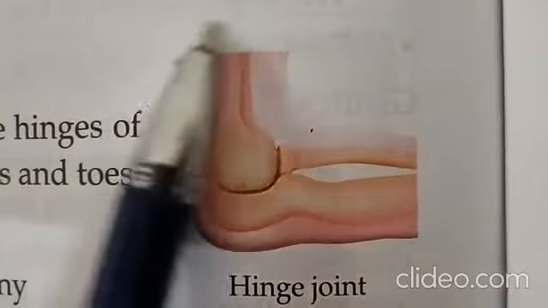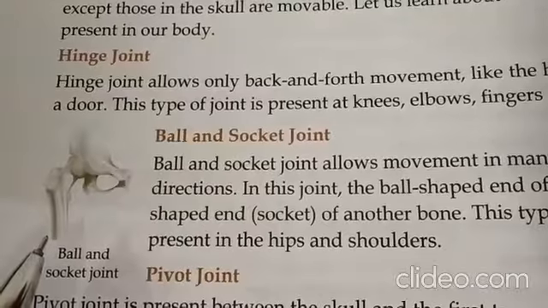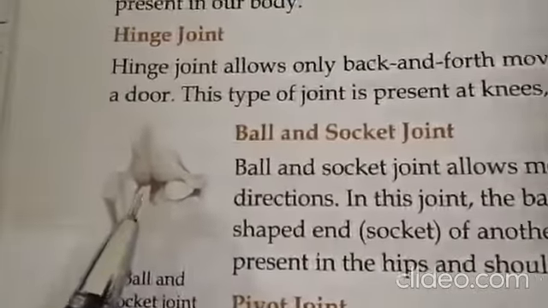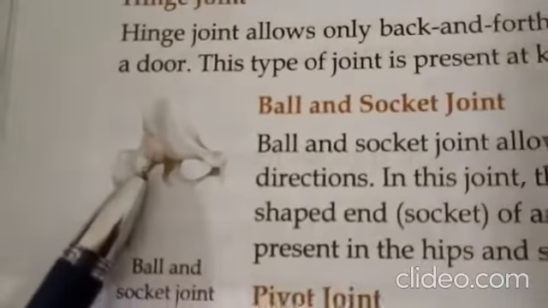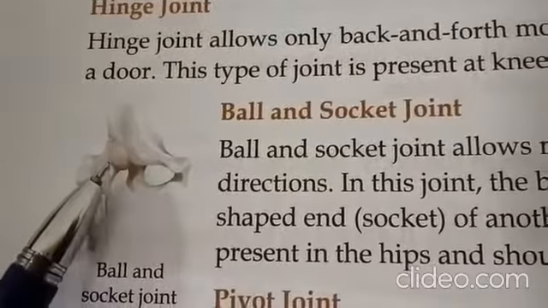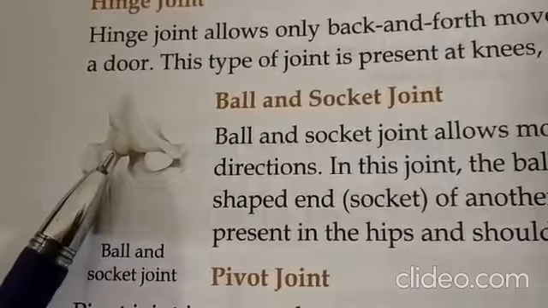This is the picture of what? Of your leg. Yes. Now, this is another joint which is known as ball and socket joint. Can you see here? This joint is like a ball. This is a ball and a socket joint. And it allows movement in many directions.